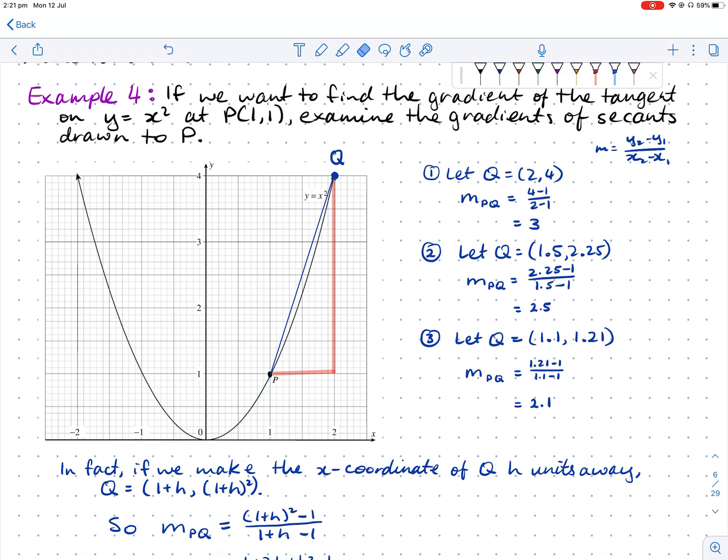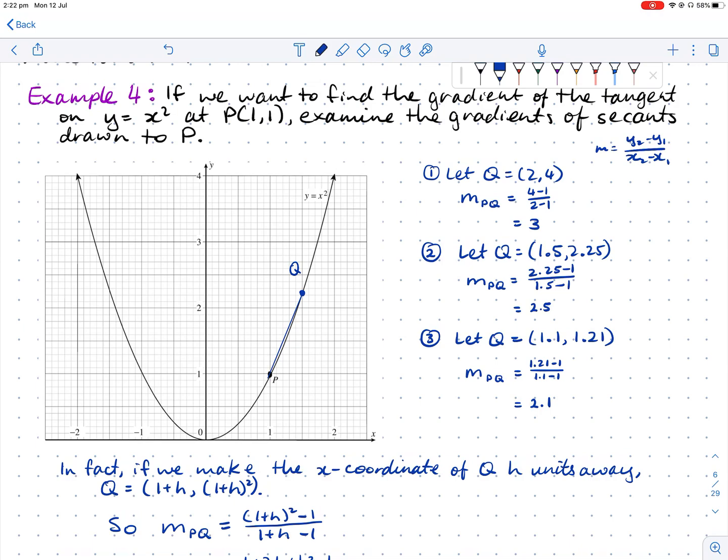Let me just get rid of that tangent so it's out of the way. If we work out that gradient, we end up with a gradient of 3. Obviously that's a lot steeper than the actual gradient I had drawn in before. So we're going to move Q a little bit closer. Rather than (2, 4), we'll use x equals 1.5. So we're going to pick this point here. There's Q. You can see this gradient's now a little bit flatter and probably closer to P.